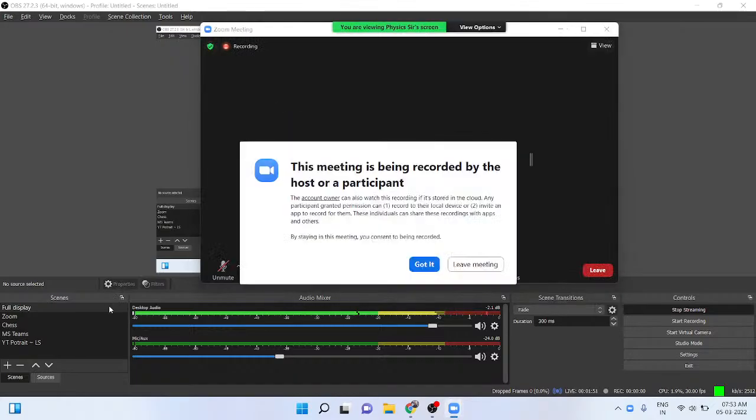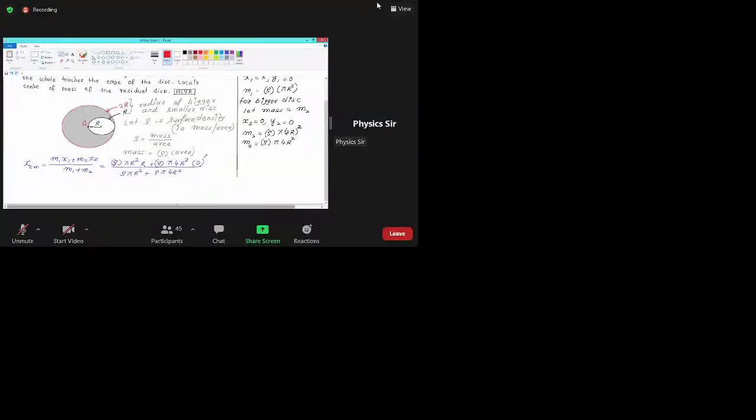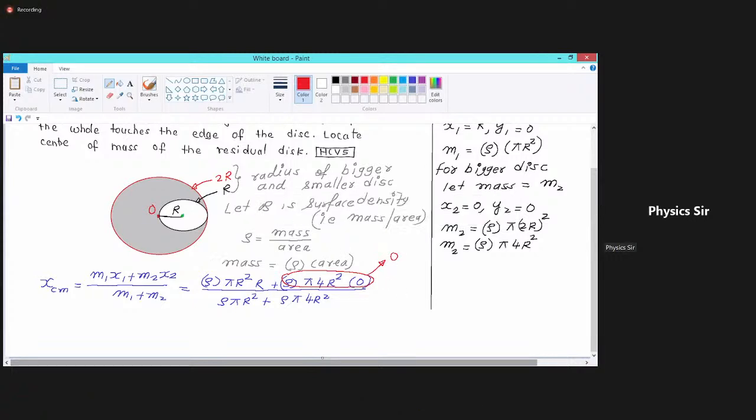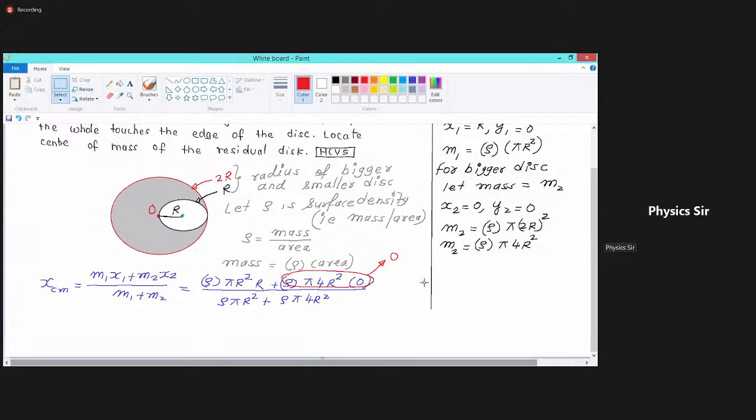Recording in progress. 4r square. So this term is going to give you a 0. This second term, the total will become a 0. Not only this, if this term becomes 0, I can go ahead and look at this part.